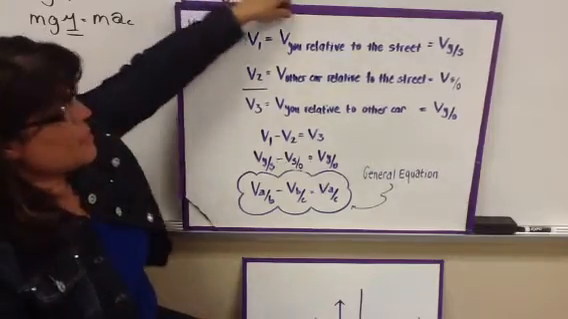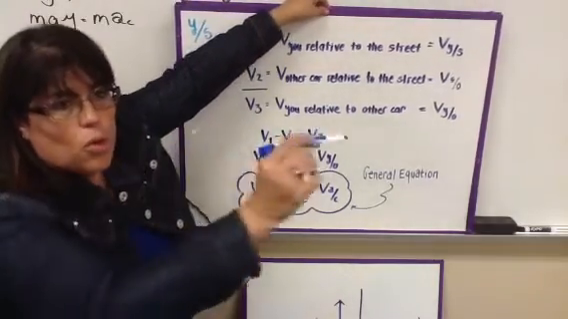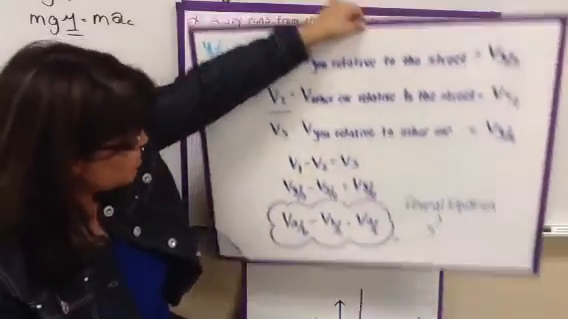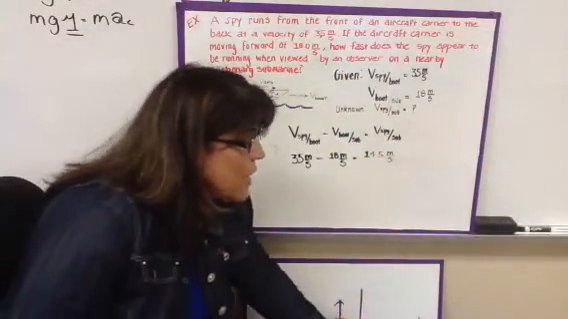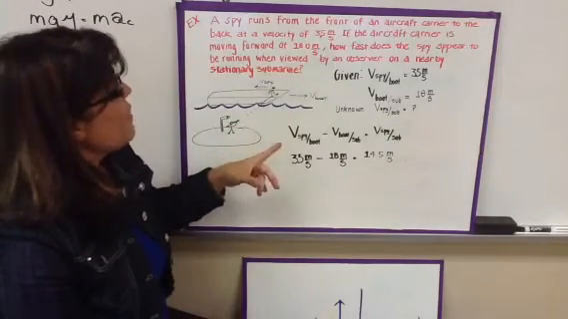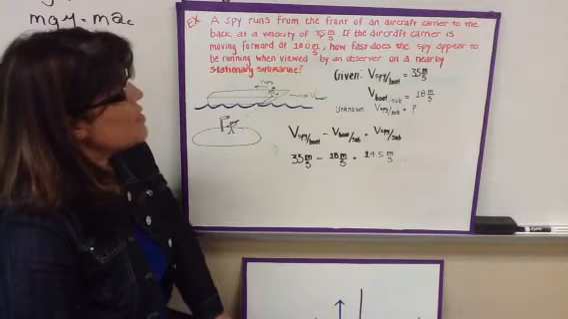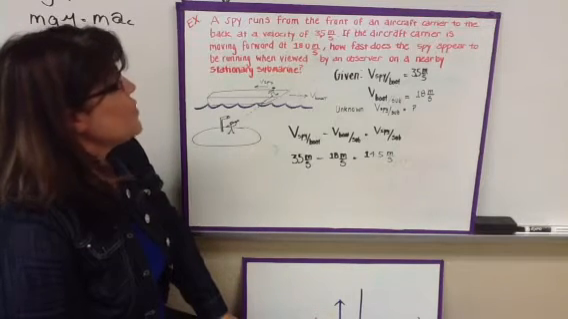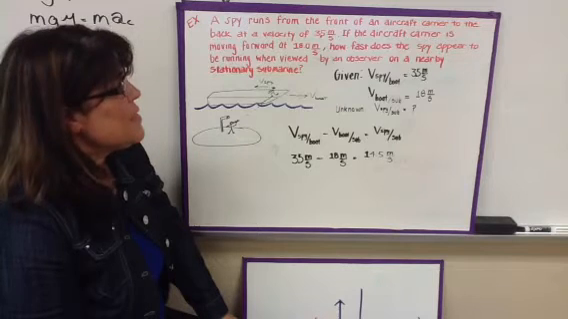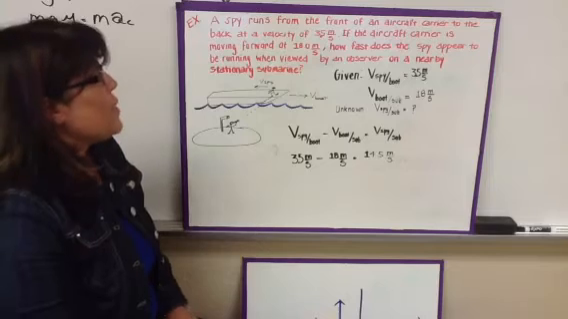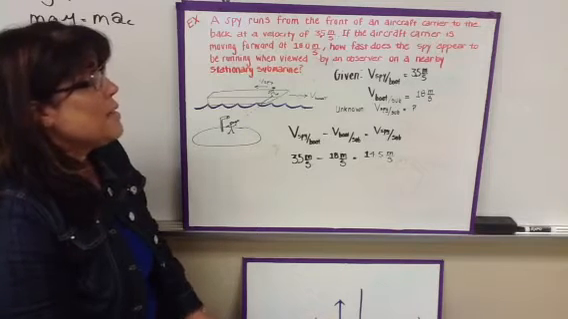So in that previous example, both vectors were in the horizontal direction, or on the x-axis, so it was easy for us to subtract them. So let's look at an actual problem. We have a spy. He runs from the front of an aircraft carrier to the back at a velocity of 3.5 meters per second. If the aircraft carrier is moving forward at 18.0 meters per second, how fast does the spy appear to be running when viewed by an observer on a nearby stationary submarine?